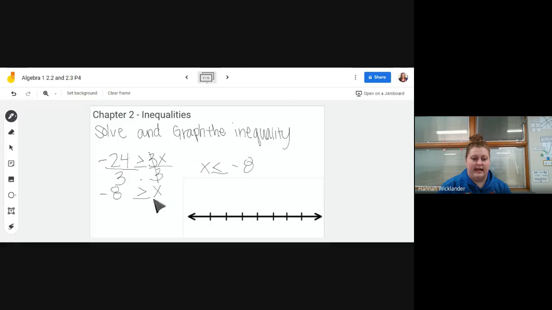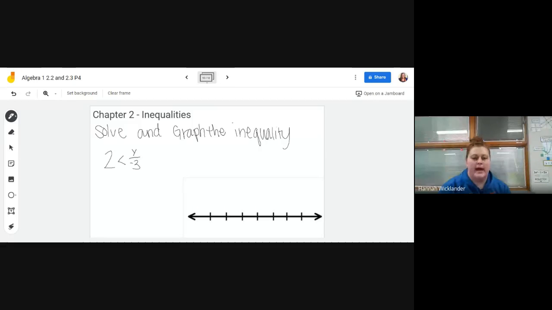If I were to flip the sign, I would make it look like this and then turn it around and it would be like this. But I'm not flipping it. I'm just turning it around. So I'm going to do -8. So closed circle and boom.